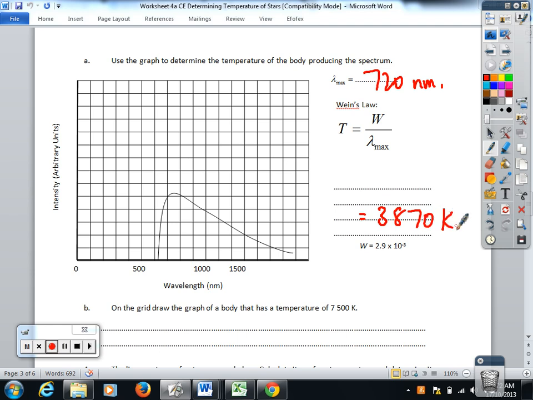Okay. The next one here, you've got to reverse it. You just got to find lambda max, and lambda max would equal W on T. And then you'd have to draw it on here. If it's hotter or cooler, you have to do something. You always take it to the nearest 10, or sometimes nearest 100, I'll give in the HSC.